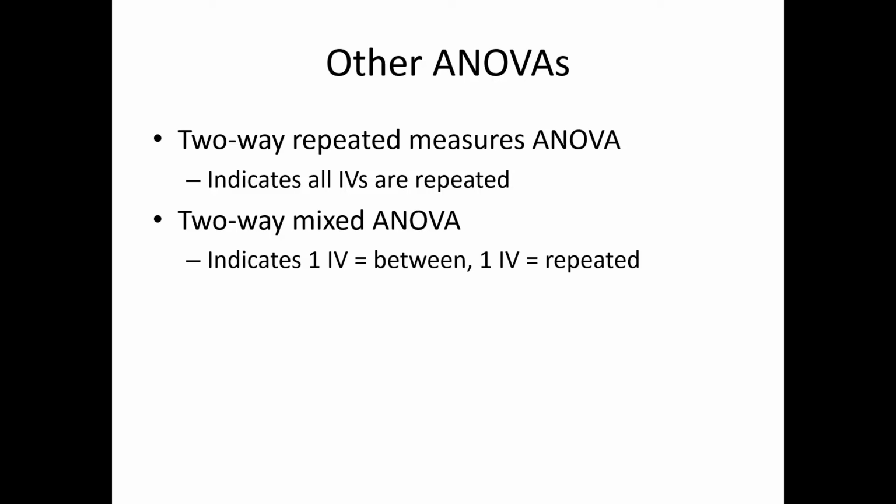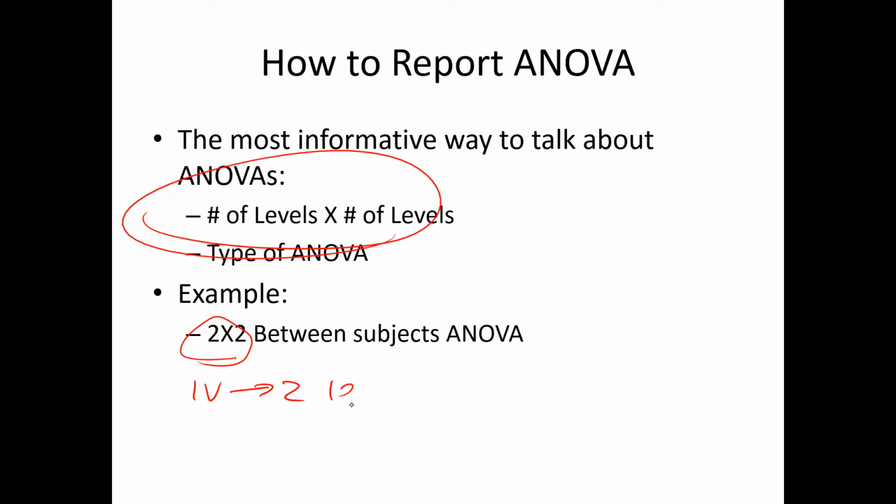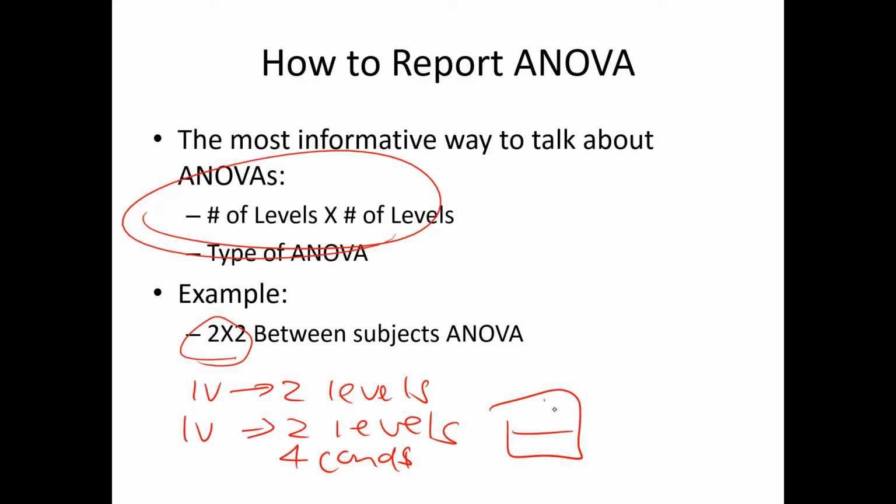So the best way to talk about ANOVAs is to use this sort of notation that I'm going to talk about here, which is that we have the number of levels times the number of levels, and then tell me what type it is. So this is the indicator of how much information we can cram into three little numbers. What that tells me is that one IV has two levels. The other IV has two levels, which altogether makes four conditions. So it's a 2 by 2, right, like this. And then all of those IVs are between subjects.